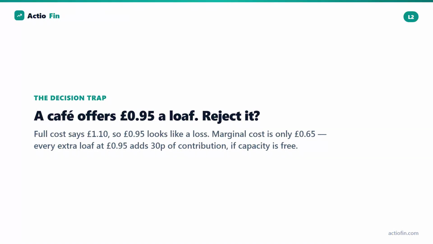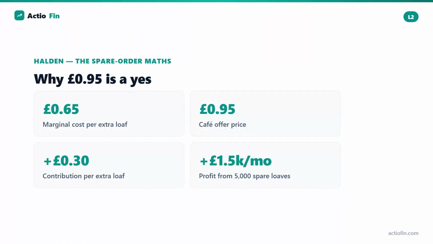The numbers settle it. Marginal cost is 65 pence, the café pays 95, so each spare loaf contributes 30 pence. If the bakery has 5,000 loaves of idle capacity a month, that order adds £1,500 of profit straight to the bottom line, with the fixed overhead already covered by the core business. Refuse it on full cost reasoning and you leave that money on the table. This single distinction, full cost versus marginal cost, pays for an entire cost accounting system.